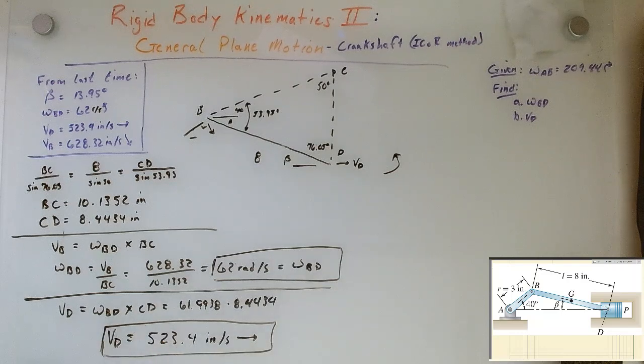So you tell me. I think it's faster. I think it's easier. It works with velocity, not so well with acceleration, but there you go. This is the crankshaft example using the instantaneous center of rotation approach, and I hope that was helpful, and I will see you in the next video.